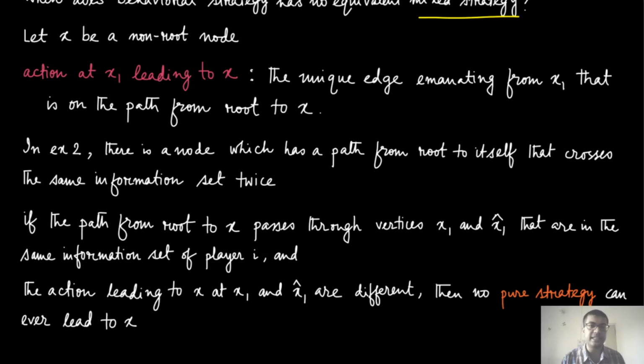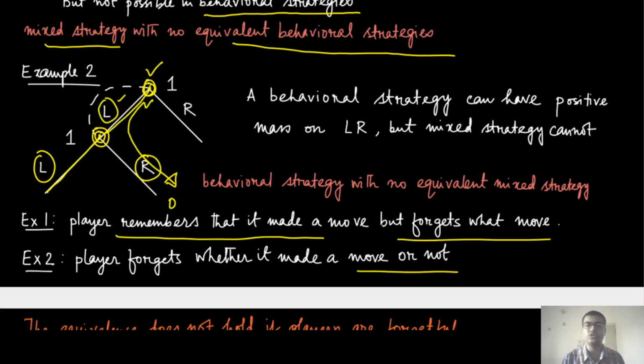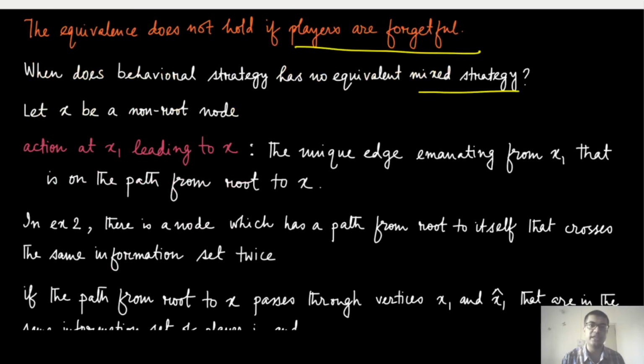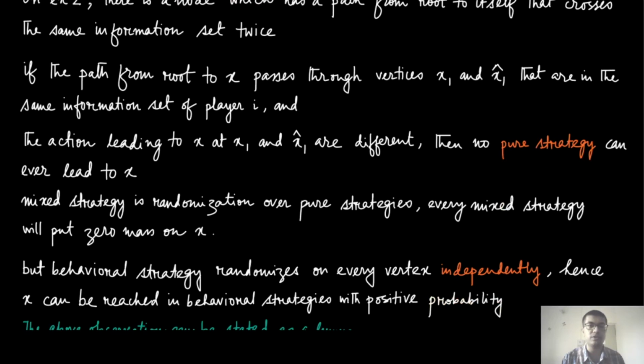Now, if you look at this example 2, there exists a node which has a path from root to itself that crosses the same information set twice. Let's go back here. So we have a path, and this is crossing. First time it is crossing at this node, and next time it is crossing here. So this path is crossing the same information set twice, starting from the root.